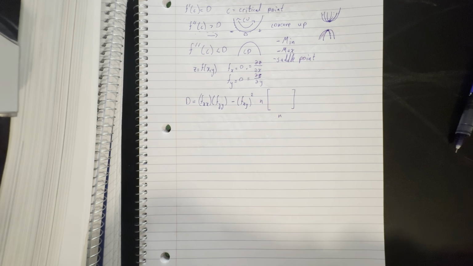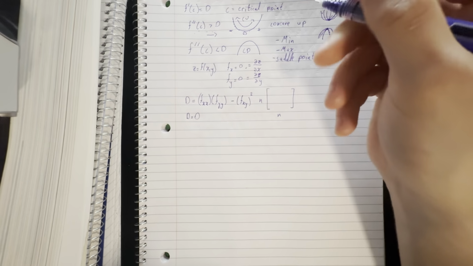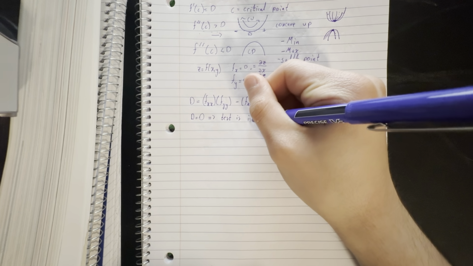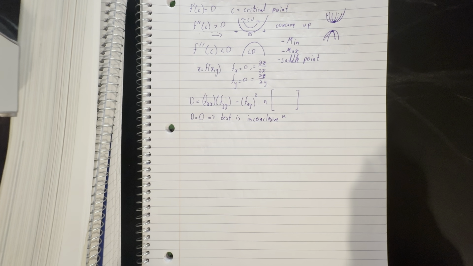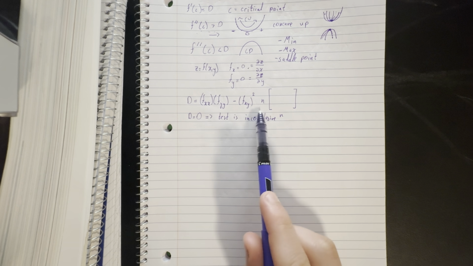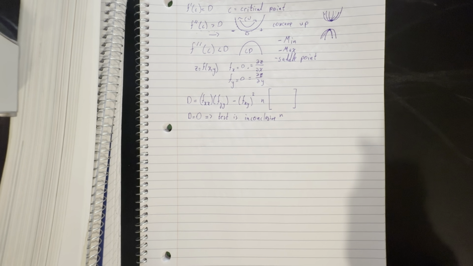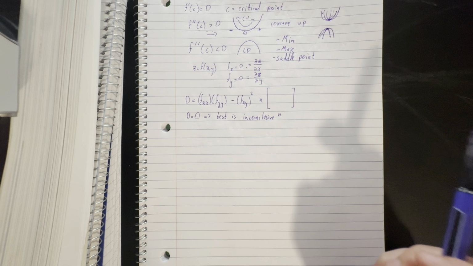Now what do you do with this? There's a bunch of things that could happen. If you manage to plug in all your values and you get D is 0, then the test is inconclusive. Honestly, I'm not sure if there are other ways to classify that point, because this is the only test they give you in this class. If you get an inconclusive test, then you literally don't have anything else to do. That's going to be one of your answers: it's inconclusive.